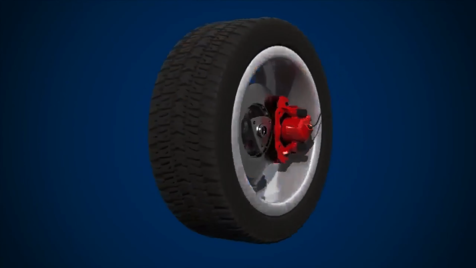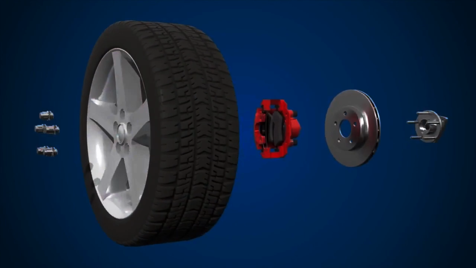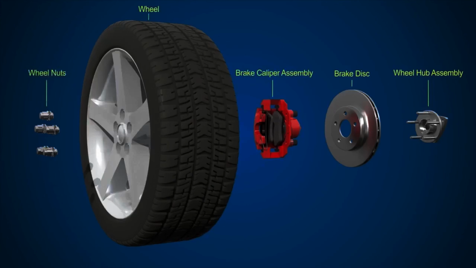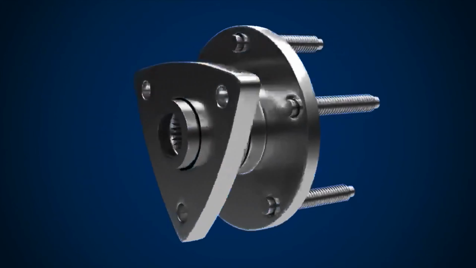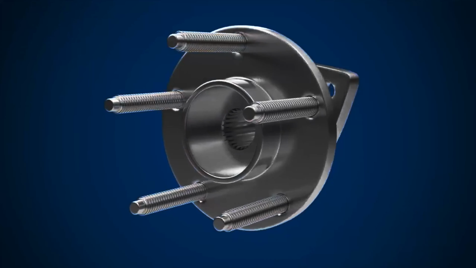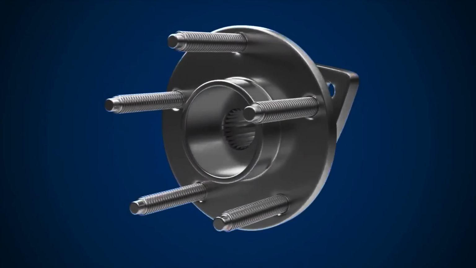Let's take a look at the components found in a typical disc brake system. We have the wheel hub assembly, the brake disc, the brake caliper assembly, the wheel, and the wheel nuts. The wheel hub assembly attaches to the chassis of the vehicle and holds the brake disc and wheel. A bearing inside the wheel hub assembly allows the wheel and brake disc to rotate smoothly.